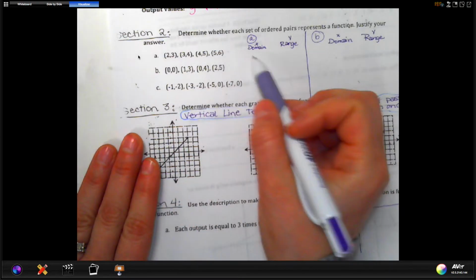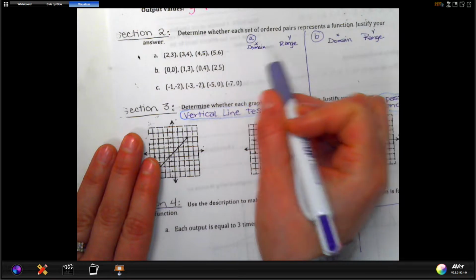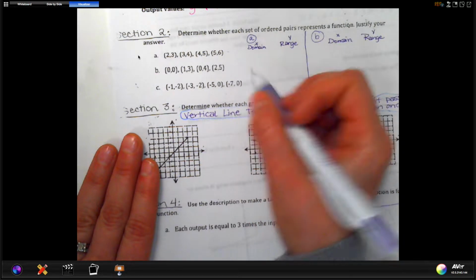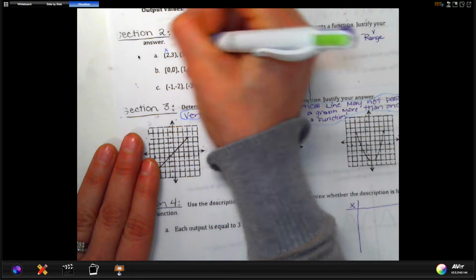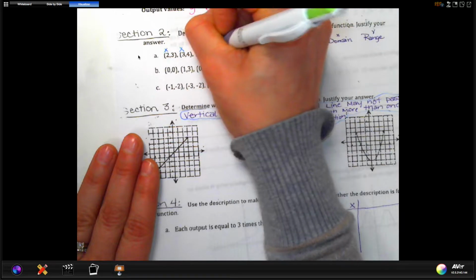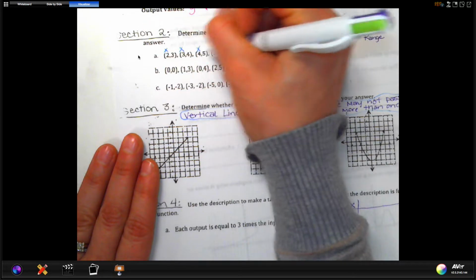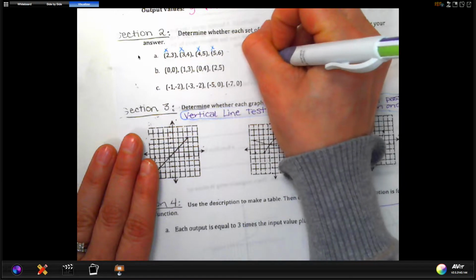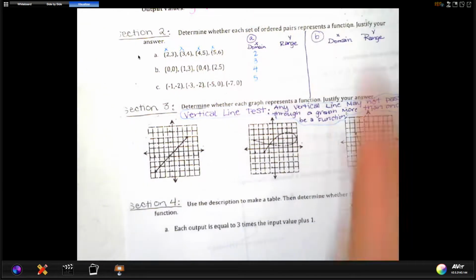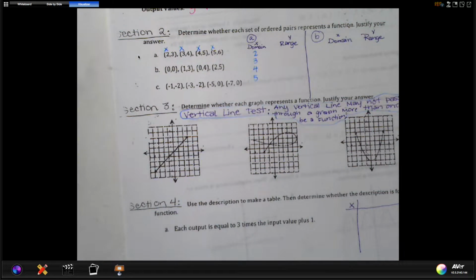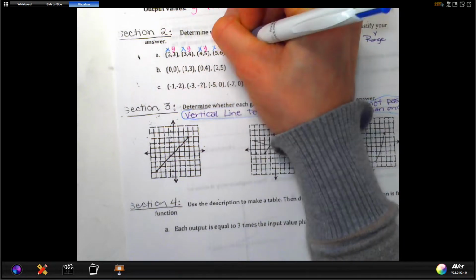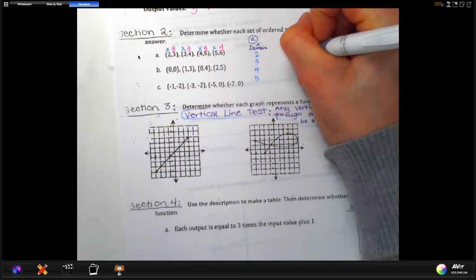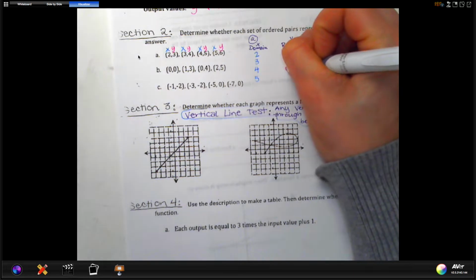We're going to separate our domain, which is our x values, and our range. So this is section A. Remember that your domain is your x values, and those are all our first values. So 2, 3, 4, and 5. We'll write that down: 2, 3, 4, and 5 is our domain. Now remember, if there were repeats, we wouldn't write them twice. Our range is going to be our y values. That's our second values. In this case, 3, 4, 5, and 6.